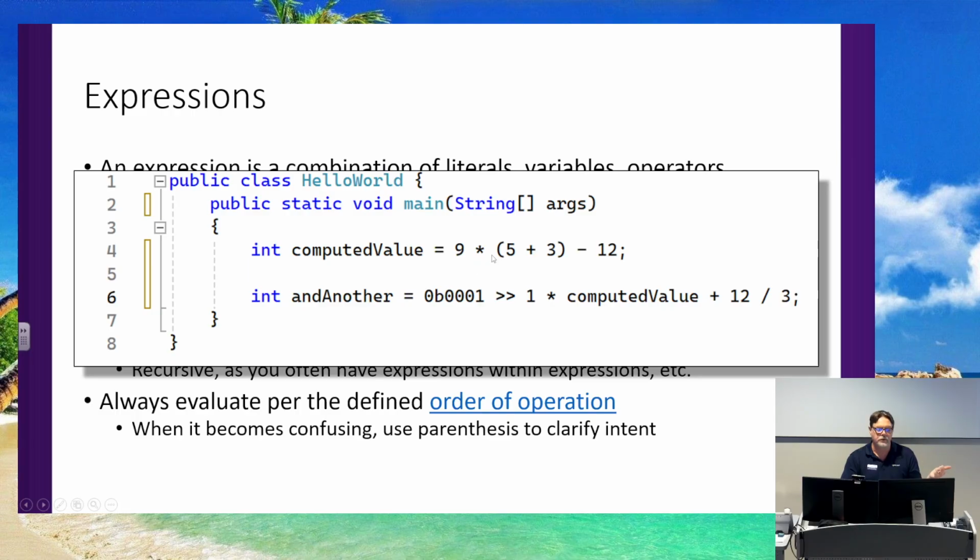All right, so 9 times, got parentheses, so I do the 5 plus 3 first, 8. 9 times 8 is 72, minus 12, so that would be 60. So computed value gets the value of 60. I evaluate the expression, and I assign it to the variable on the left. Everybody got that? You agree that it's 60? Not just because I said it was, but because you understand how it was evaluated. Parentheses first, there's no exponents, multiplication, division, and then addition.